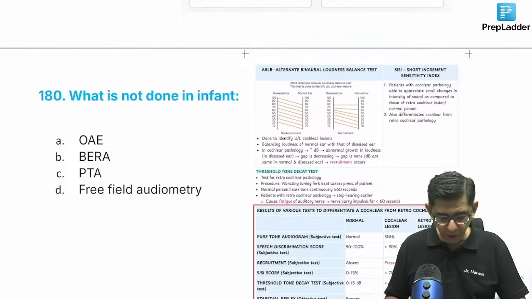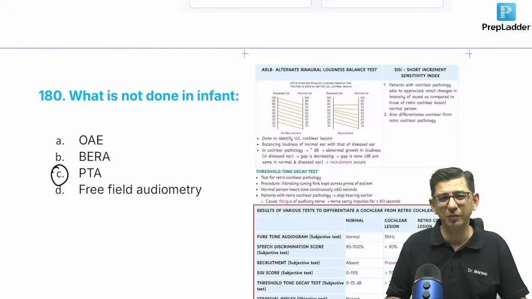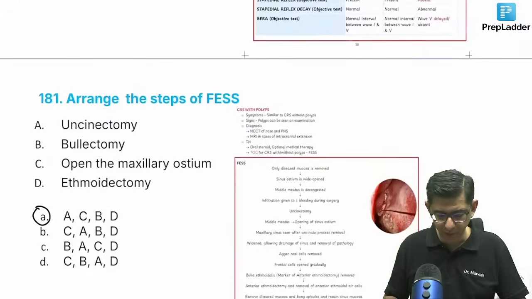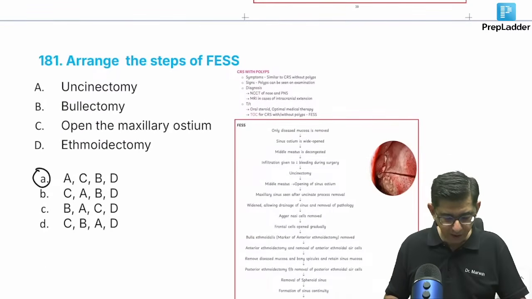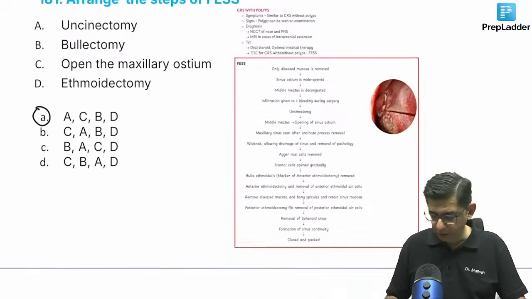Not done with respect to an infant. This would be a pure-tone audiometry, because obviously a baby cannot tell, so that would be solved. And then for the FESS part, it would be the steps which are highlighted at the moment before you.